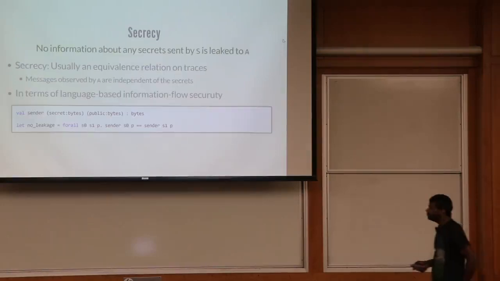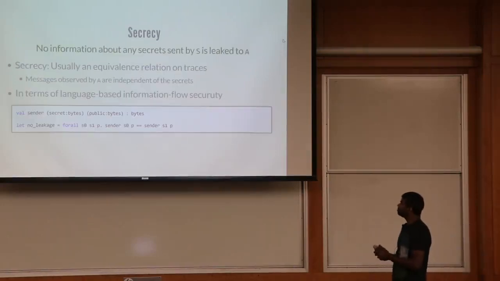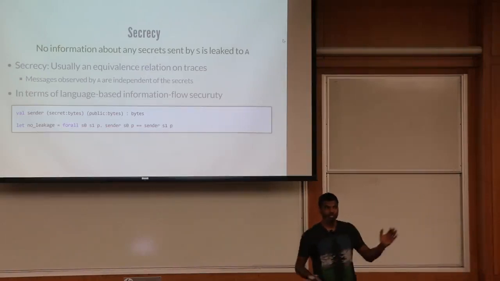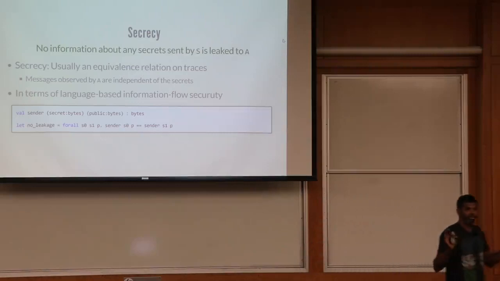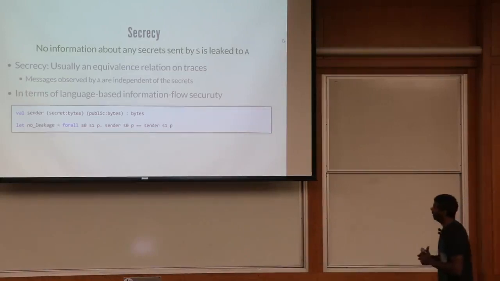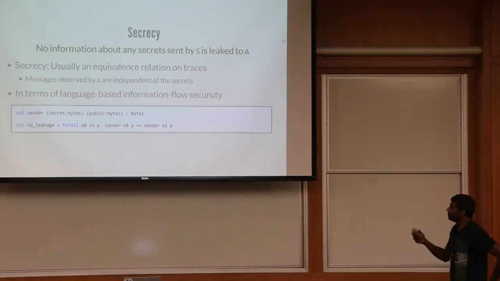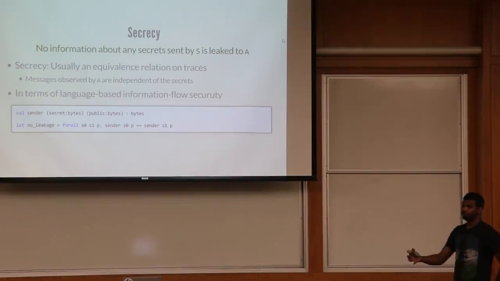Then there's secrecy. Secrecy is that no information about any secrets exchanged between S and R leaks to the adversary. Intuitively, that's what you want. Now, the question is, how do you formalize this? One way is by an equivalence relation on traces. Essentially, what you want to say is that messages observed by A on the wire are independent of any secrets that may be exchanged between the participants.